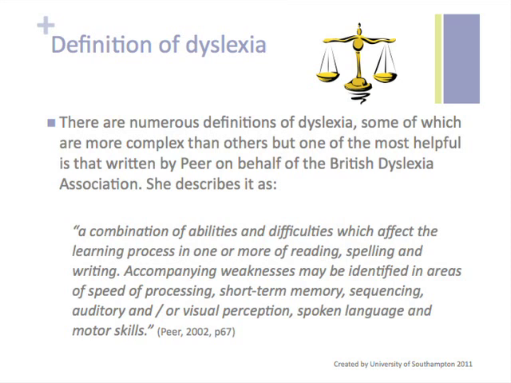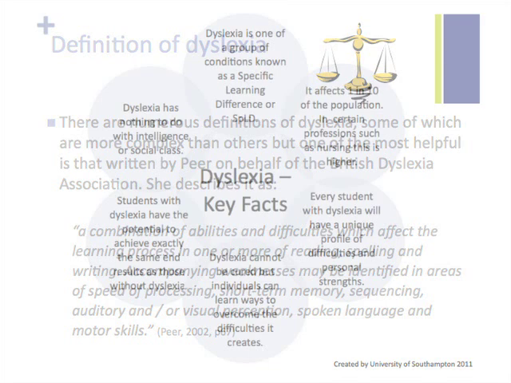Alongside literacy difficulties, a dyslexic student might also process information more slowly than others, or have problems with sequencing or short-term or working memory. Some students might also experience visual perceptual difficulties, known as visual stress or Irlen syndrome, or spoken language issues such as word retrieval or pronunciation difficulties.